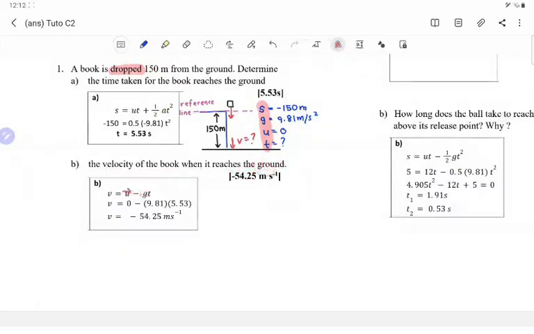Okay, sebelum dia touching the ground lah. So V we need to find, U we already know, G dengan T pun kita dah tahu. T is the time taken daripada atas straight ke bawah. Okay, so we get V is negative 54.25 meter per second. Negative because the motion is going downwards.